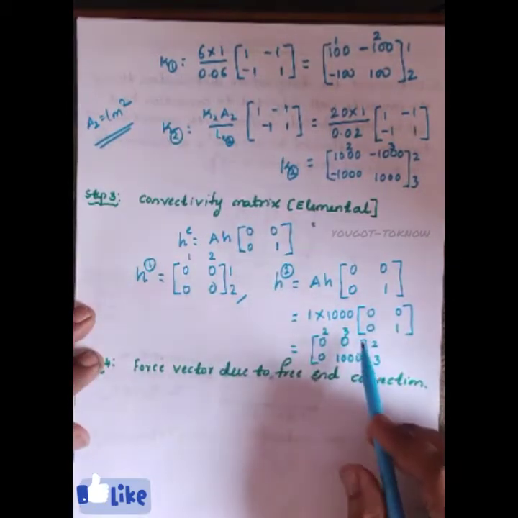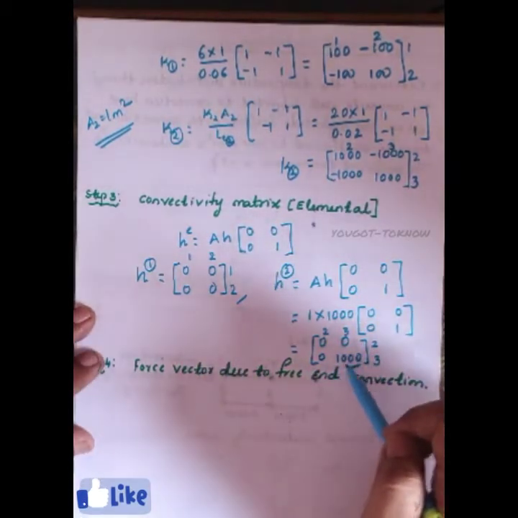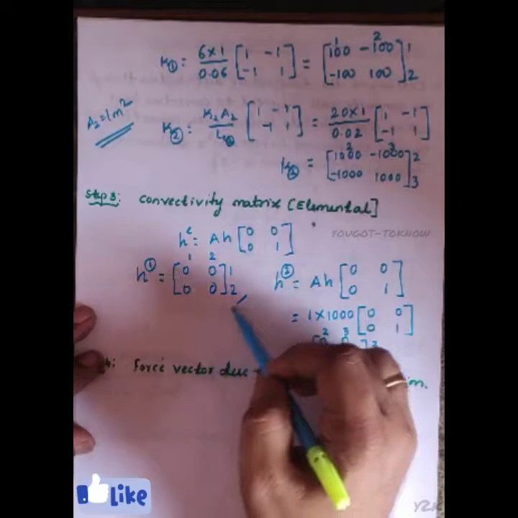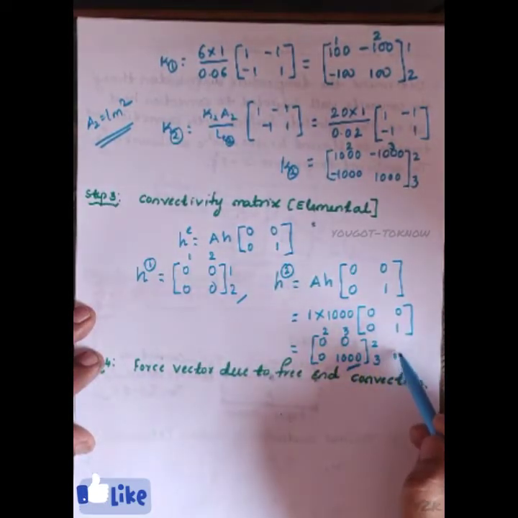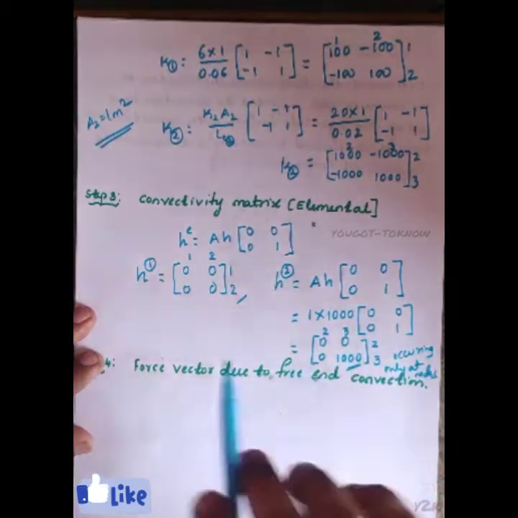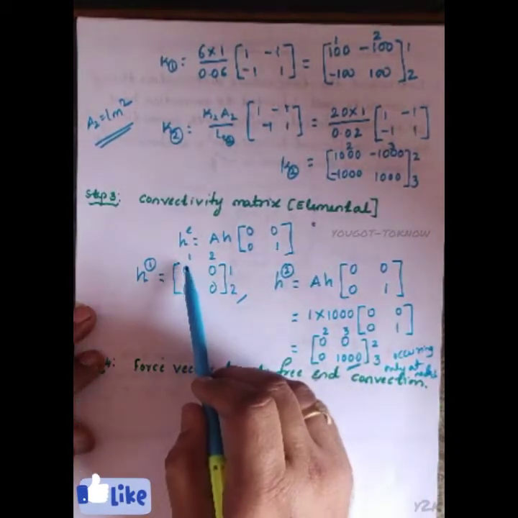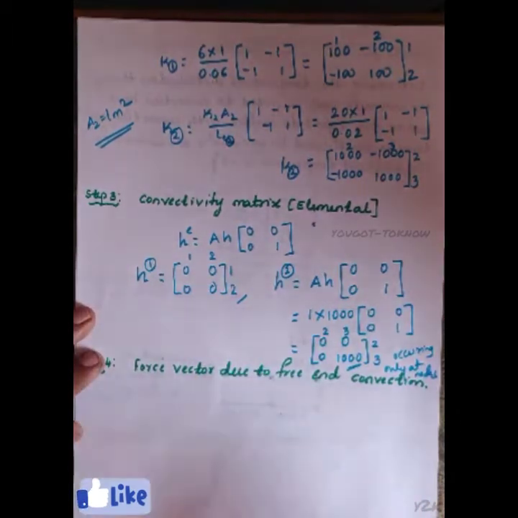See, sometimes you can directly write it. See, it is only acting at node 3. Because of this, the matrix will be 0, 0, 0, 1000. Because in textbooks, they won't give this. Directly, they will write H2, because where our convection is, the convection is occurring only at node 3. Then it will become 0, 0, 0, 1000. If it is acting at node 1, then in this matrix, the value will be here 0, 0, 0. That's it. Like that, you should calculate it.